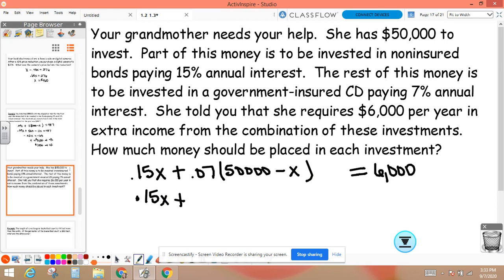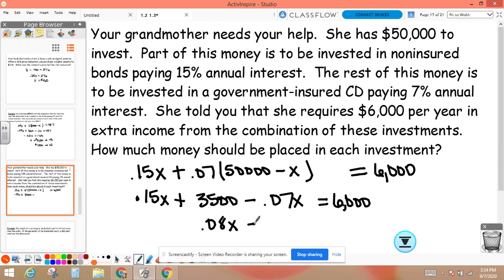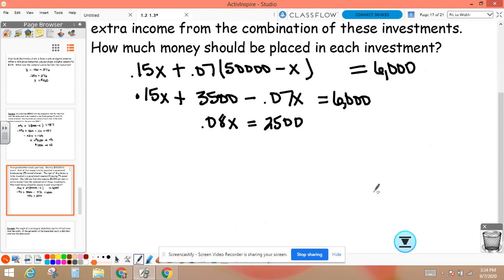So when we distribute, 0.07 times 50,000 is 3,500. Then we get 0.08x when I subtract my x's, and then subtract 3,500 from 6,000, and you get 2,500. Divide that by 0.08, and you get 31,250.